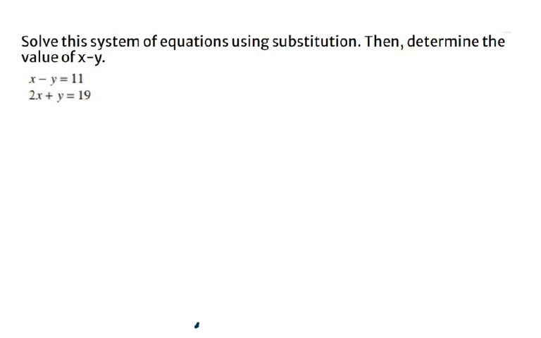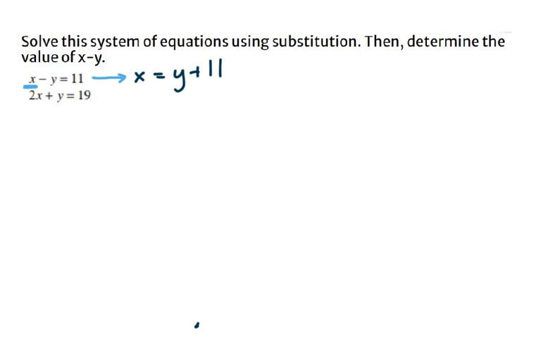The first step to solve this system of equations by using substitution is to isolate one of the variables in one of our two equations. So looking at these two equations, it looks to me like it's going to be easiest to isolate this x value, because all we have to do to isolate this x value is to add y to both sides of our equation. So we can rewrite our equation as x equals y plus 11. All I did is I added y to both sides.